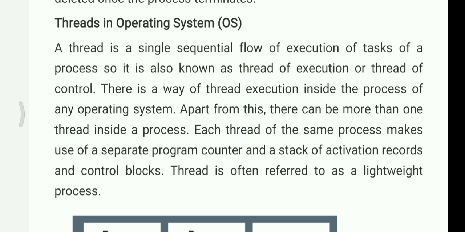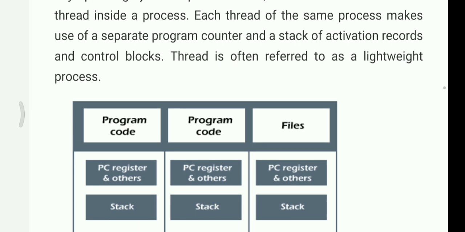A thread is a single sequential flow of execution of tasks of a process, so it is known as thread of execution or thread of control. There is a way of thread execution inside the process of any operating system. Apart from this, there can be more than one thread inside a process. Each thread of the same process makes use of a separate program counter, a stack of activation records, and control blocks. A thread is often referred to as a lightweight process.